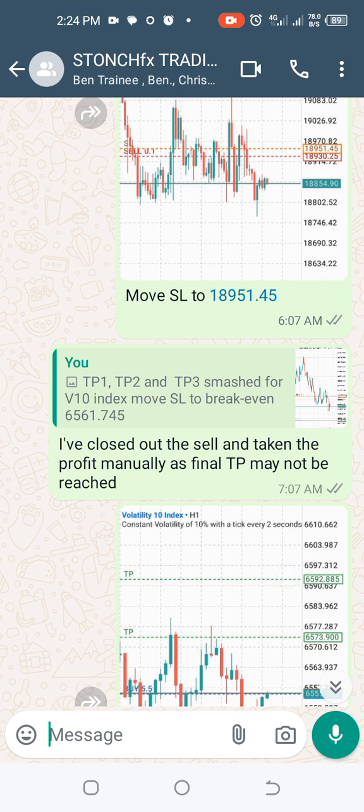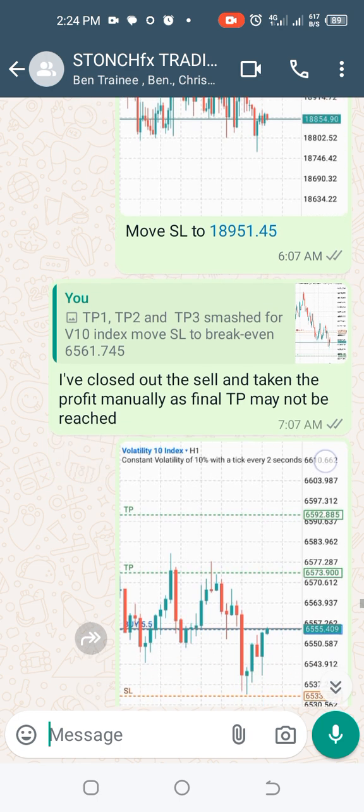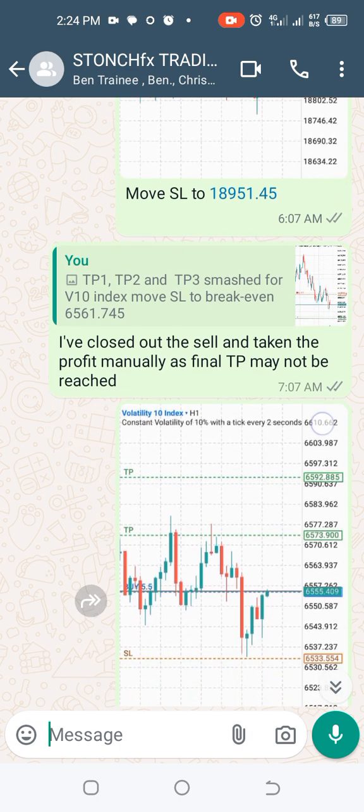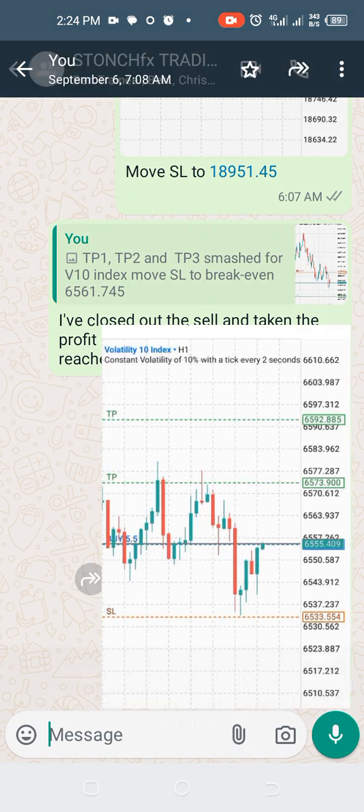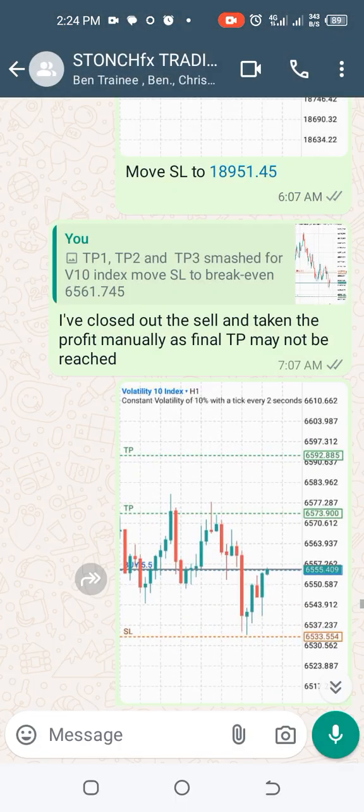I've closed out the sell and taken profits manually as the final TP may not be reached. That was for V10 index. That was just an update, and I further gave a buy signal.